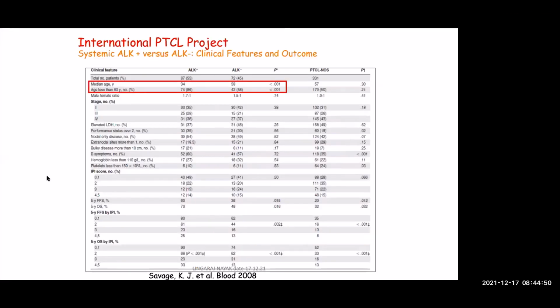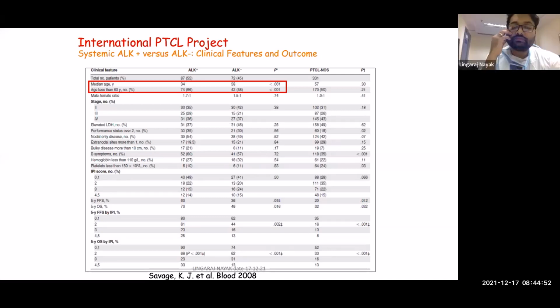Now coming to the difference between ALK positive and ALK negative in terms of epidemiology. If you see the age, the median age of the ALK-positive group is only 34 years, which is a pretty young group of patients. And ALK negative is 58 years. So it is a disease mostly limited to the elderly population.